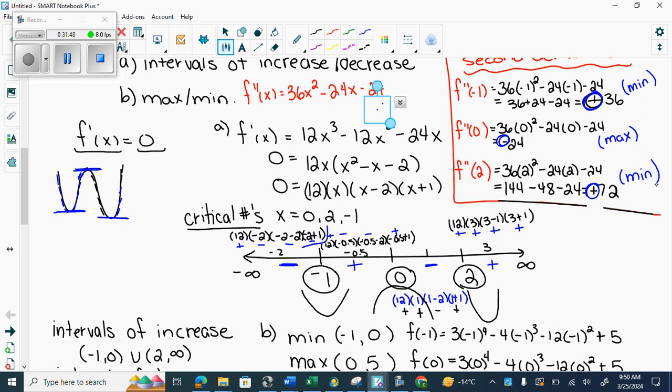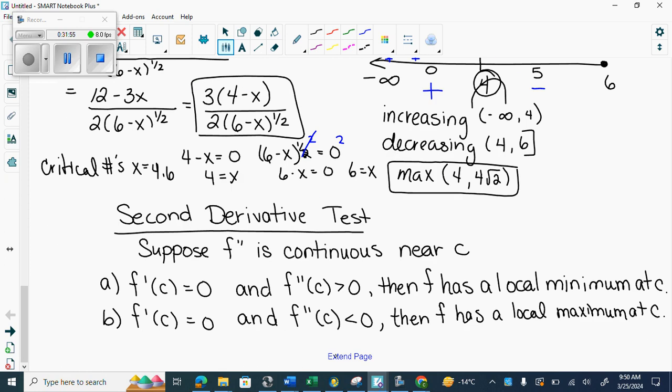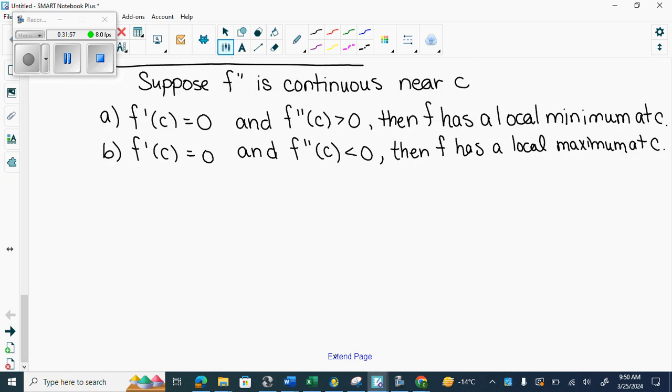All right. So we're going to try one other example, example 2. We're going to work through a whole bunch of things. We're going to use all the things we've learned plus the second derivative. So example 2.